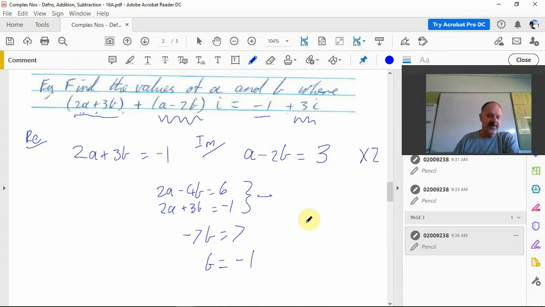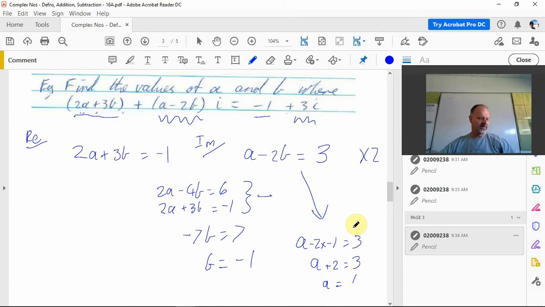So if b is -1, I'm going to put that in here. a minus 2 times -1 equals 3. a plus 2 equals 3. a equals 1. So there's our values of a and b.